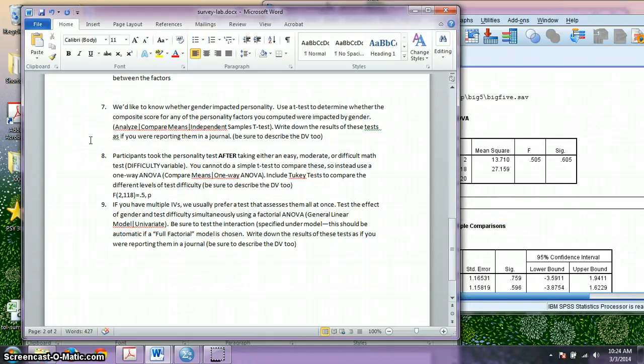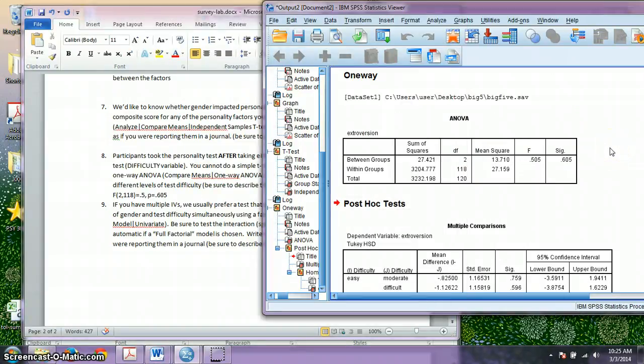P is equal to 0.605. And you would say something like, a one-way ANOVA showed that the difficulty of the test did not impact the extroversion personality score, and then put this in parentheses.